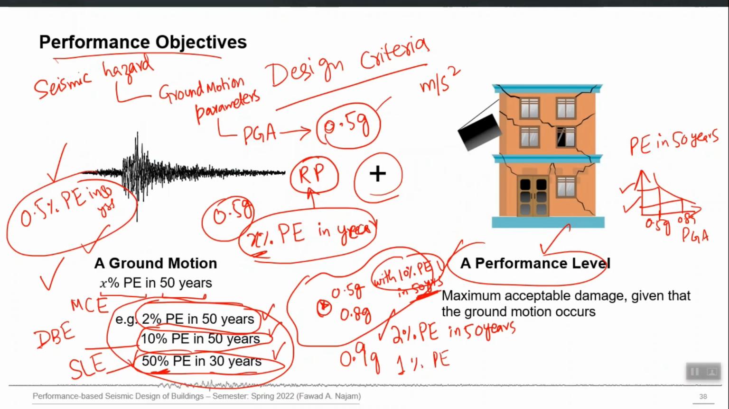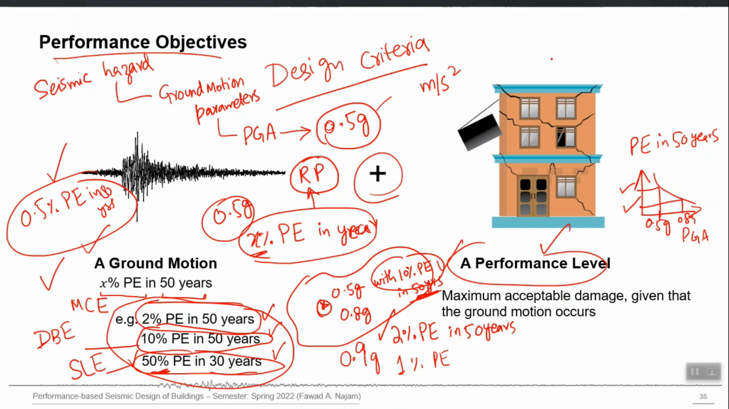So again the summary is, I have to conclude everything before we finish this class today. Performance objective is a combination of two things: hazard definition and the resulting damage which can be acceptable by the client. So for DBE level, he can say I can expect this damage. For MCE level, maybe some damage can be allowed, and for SLE level, no damage is allowed. So these kinds of performance objectives you may expect from clients in PBD.